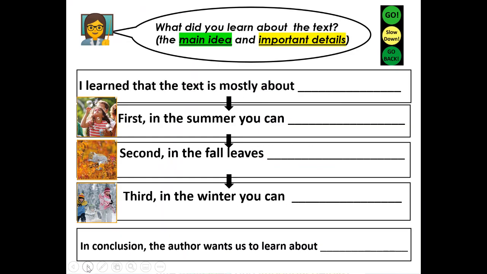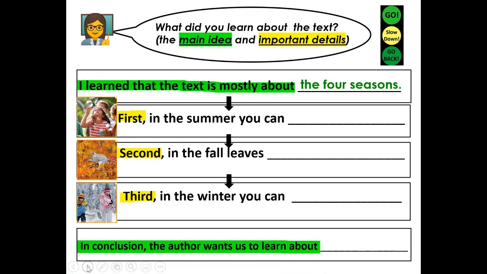So you're going to answer the question, what did you learn about the text, the main idea and important details? And I'm going to give you your topic sentence. I learned the text is mostly about the four seasons. Then we're going to slow down. You're going to write your first detailed sentence about the summer, then your second detailed sentence about the fall, and your third detailed sentence about the winter. And then I'm going to give you your conclusion. We're going to go back and remind the reader about the main idea or topic. In conclusion, the author wants us to learn about the four seasons.